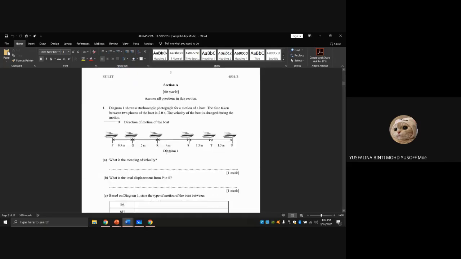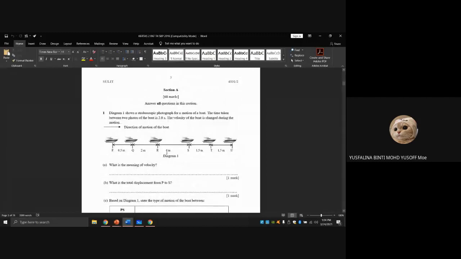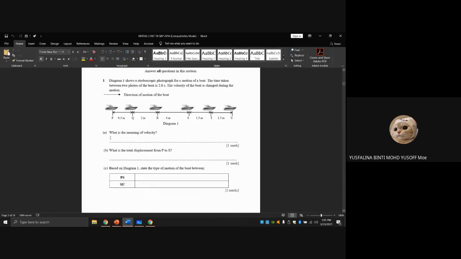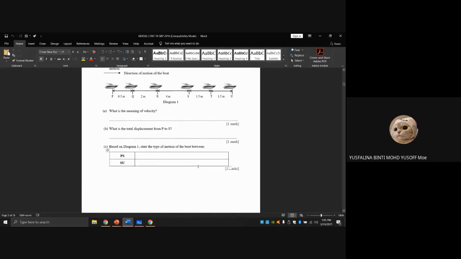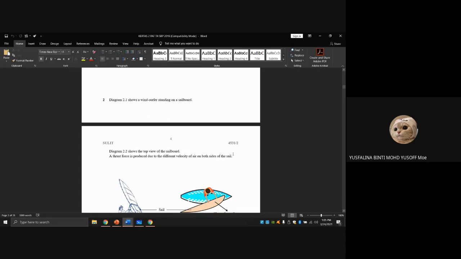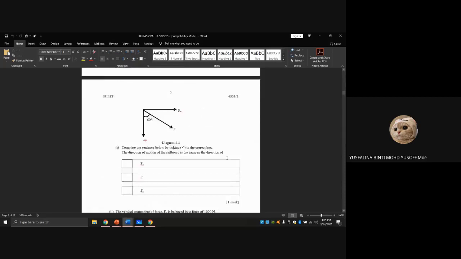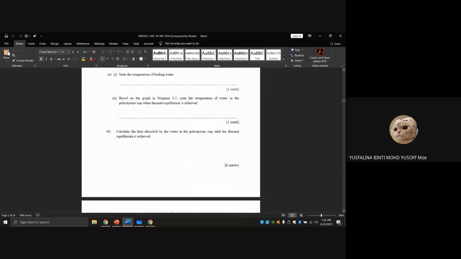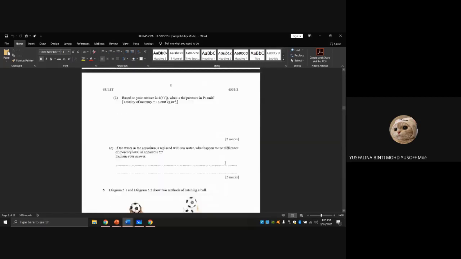So this is Section A. This is a structure question, and it has 60 marks. You have to answer all the questions. You just write your answer here, and if they have a calculation, you have to show your calculation, the formula, and then the unit. This is number 1 until number 7, a normal structure question.